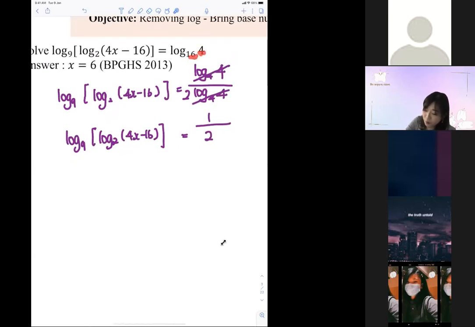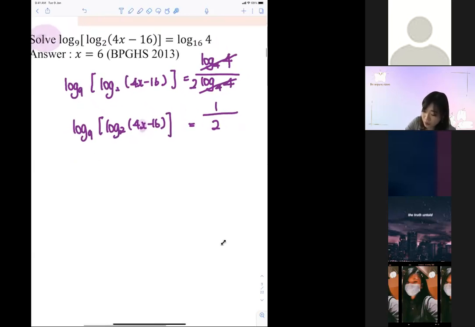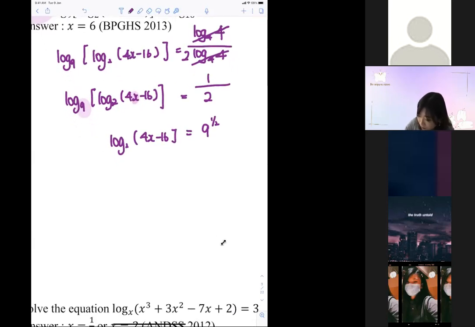Because both of them are powers of 4, I can just change them to a number. Easy, okay? Then after I change them to a number, I can slowly see what I can do. Every time the question says solve, it means I want to find the value of x. So I must slowly make x the subject. Slowly, I don't want the log, so I bring the base over. This one will be 9 to the power of half. Nine to the power of half is 3.